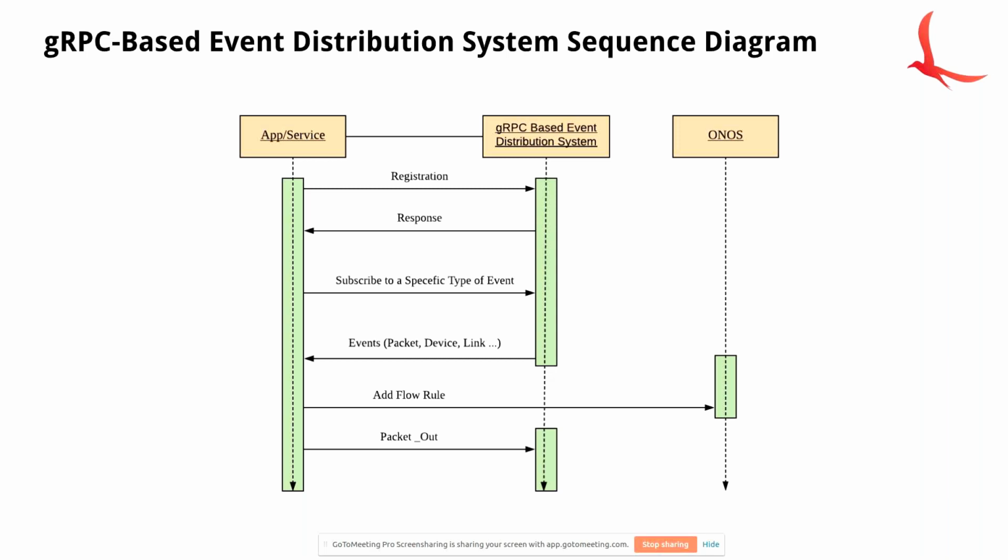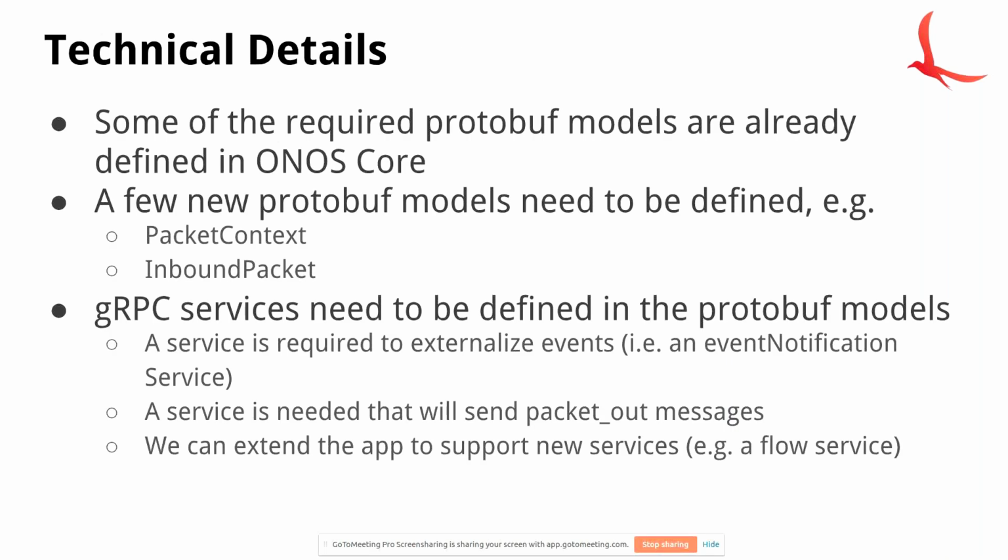So to implement this app in ONOS, we need to define some new protobuf models. Some of them are already defined in ONOS, so we can use them. But some new protobuf models need to be defined, such as packet context, inbound packet, and their translators. So for the first version of this application, we need to implement two services. One service for externalization of the events, so we call it the event notification service, and also a service is needed to return the incoming packets from the external apps and services to the pipeline.